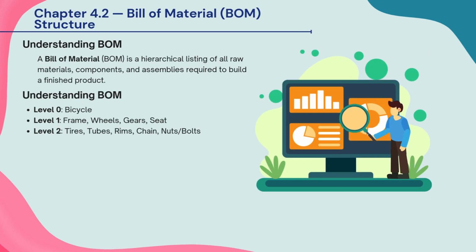This slide explains the bill of material, or BOM, which is a detailed, hierarchical list of all components needed to build a product. Using a bicycle example, Level 0 is the final product, Level 1 includes major assemblies like frame and wheels, and Level 2 breaks them further into parts like tires, rims, and nuts, bolts. BOM helps understand structure and plan material requirements accurately.